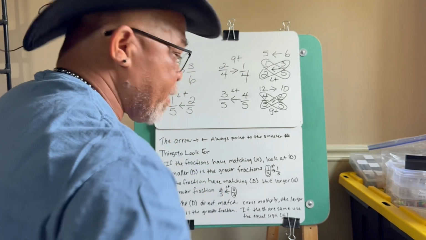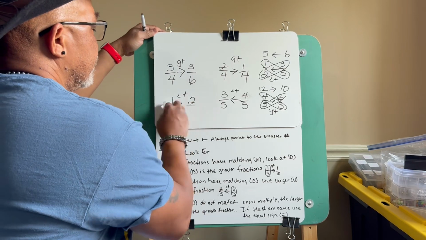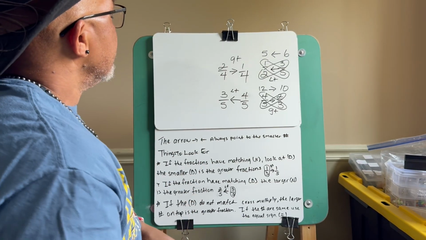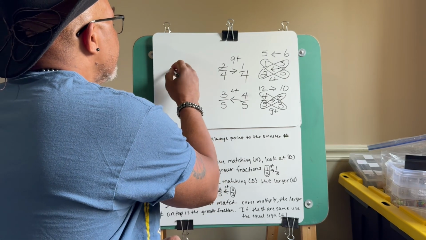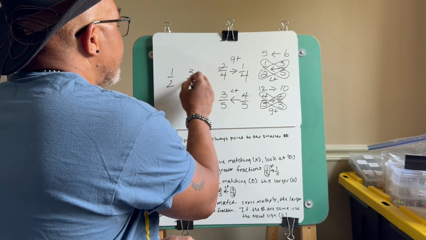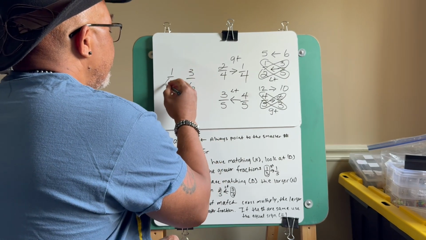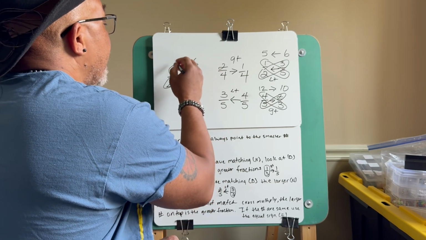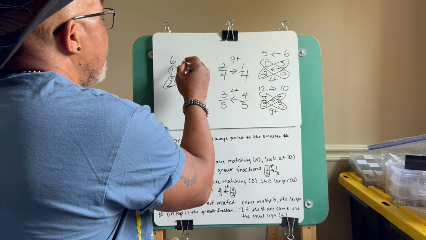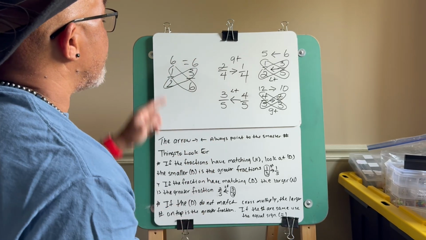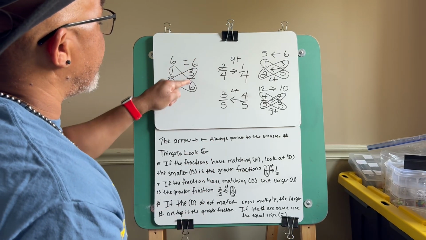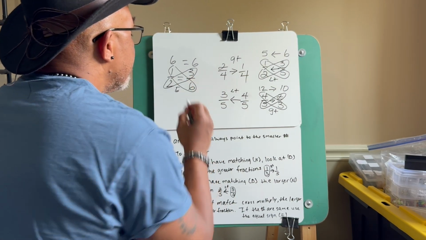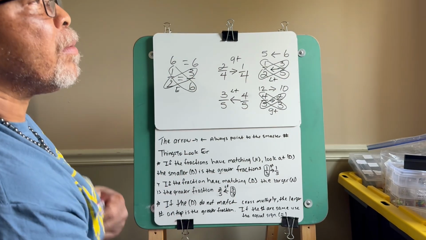And for the last one, let me get a quick erase right quick. Let's say you had 1/2 and you had 3/6. Cross multiply, that gives you 6. Cross multiply, that gives you 6. Since both numbers match, equal sign, which means that 1/2 and 3/6 are equal.